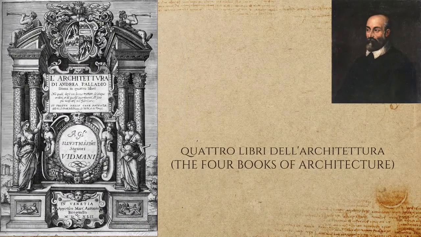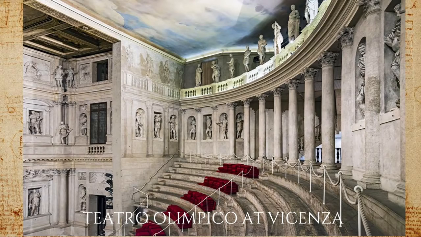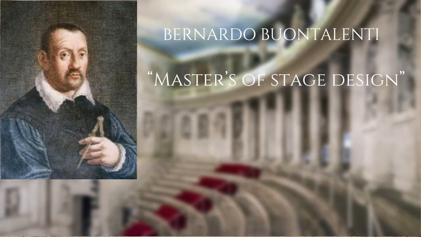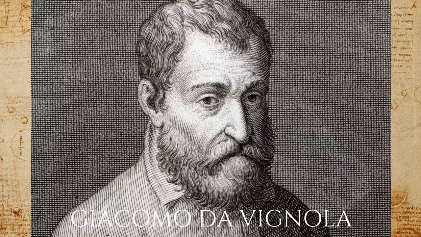Palladio's greatest fame rests on his treatise, I Quattro Libri dell'Architettura, or the Four Books on Architecture. Palladio came closest to achieving a fully Mannerist style in his Teatro Olimpico at Vicenza. Similarly, the greatest of the later Mannerist architects in Florence, Bernardo Buontalenti, should have been an acknowledged master of stage design.